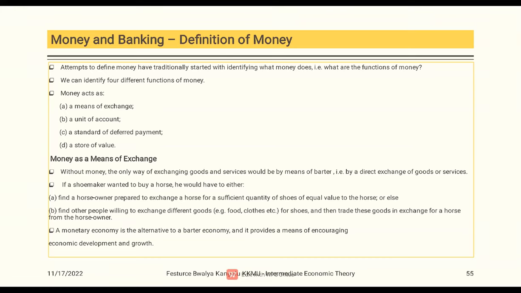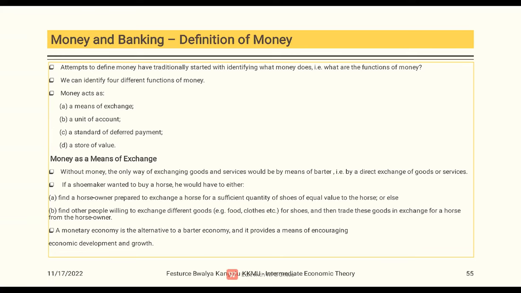So now, most of the times we can ask people to define money and they'll give us different definitions of money, right? We try to define money in different ways. But most of the times, the definition of money is derived from the functions of money. And we identify the core functions of money for us to give at least a sound definition.